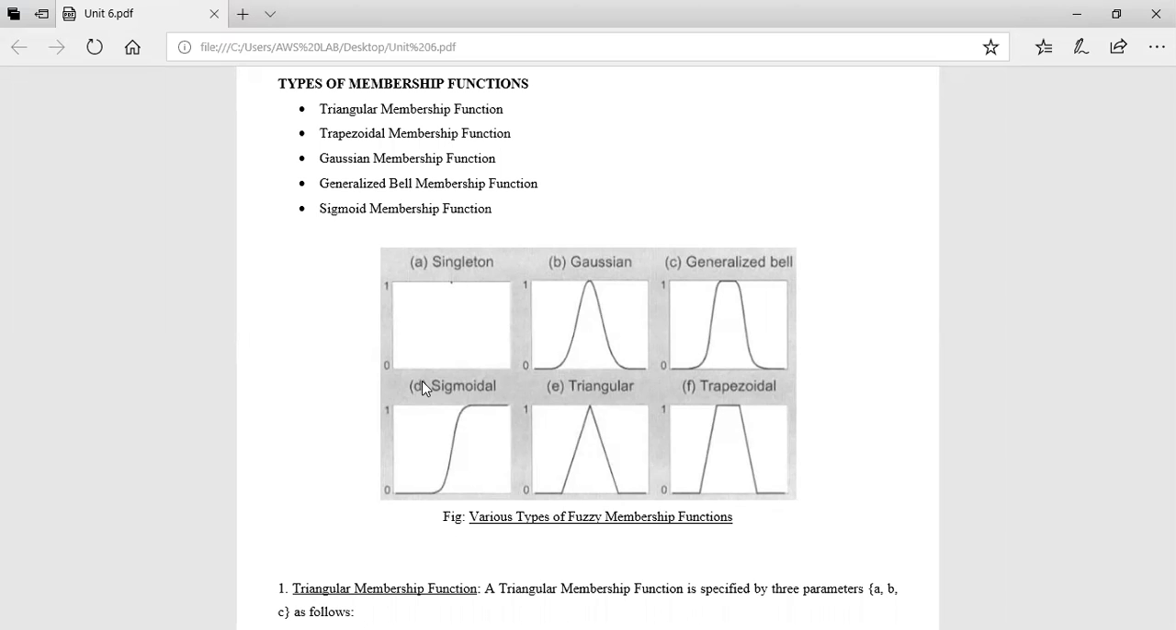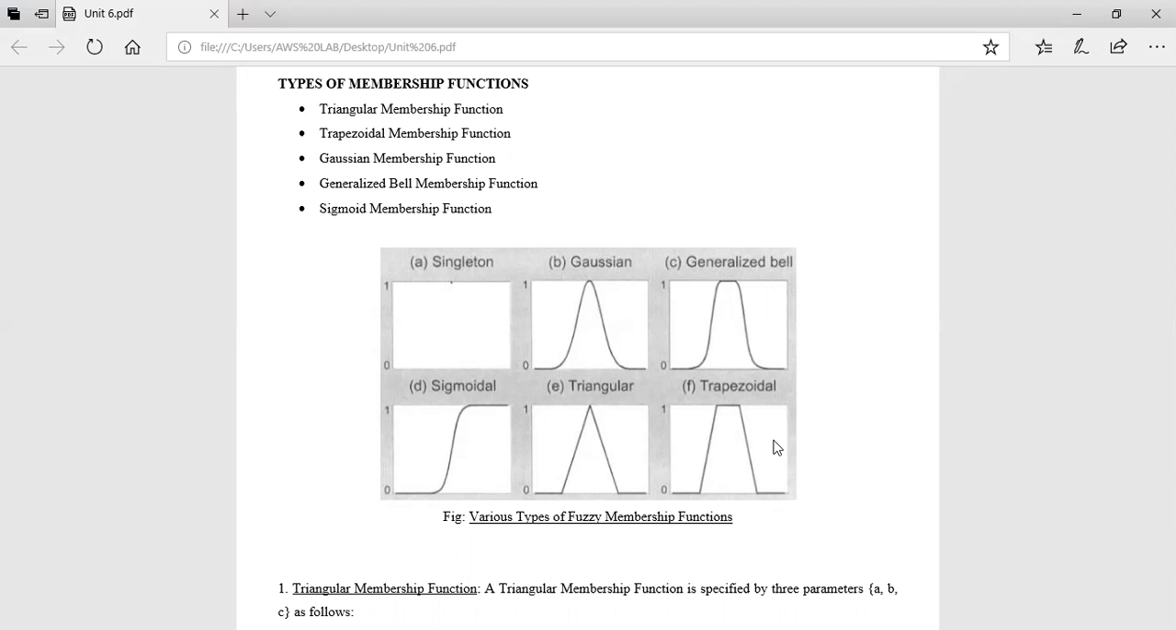So the first thing we need to remember is every membership function consists of one graph, where it is divided into x-axis and y-axis. So if you look simply, there is a diagram in front of you which represents various types of fuzzy membership functions. We have five, and among these five, the first one is called singleton. Singleton does not have any sort of graph, right?